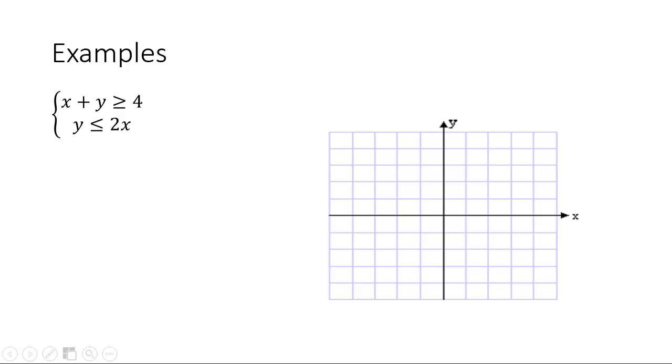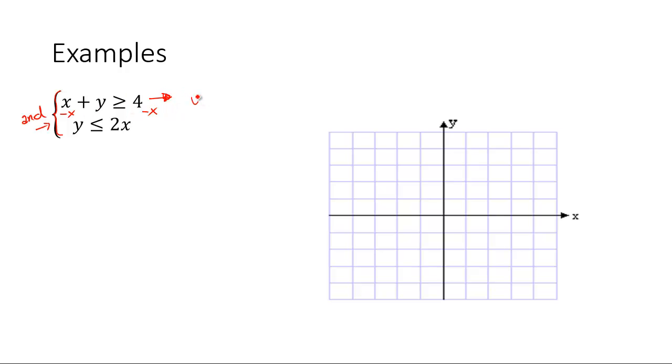Let's take a look at some examples. So first off, this double brace here tells us that we want the intersection of these two graphs. So we want to graph them both separately and then find the common part. So first inequality here, we could solve by subtracting x from both sides. We could solve it for y. The goal of that is just so that we can get it into y-intercept form, which is easy to graph. However, if you want to find points, you can do so as well.